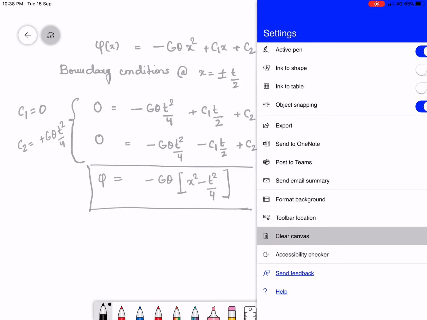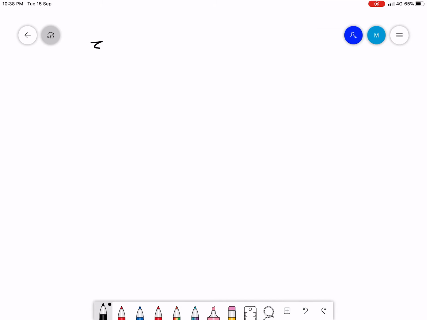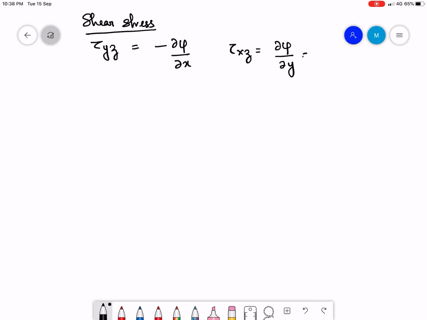So, let us see what is tau y z. So, we are trying to find out the shear stress. Tau y z is minus del phi by del x, and tau x z is going to be del phi by del y. But this is anyhow equal to 0. The tau x z is equal to 0 because phi is not a function of y. So, this goes to 0. So, this we do not have to care about.